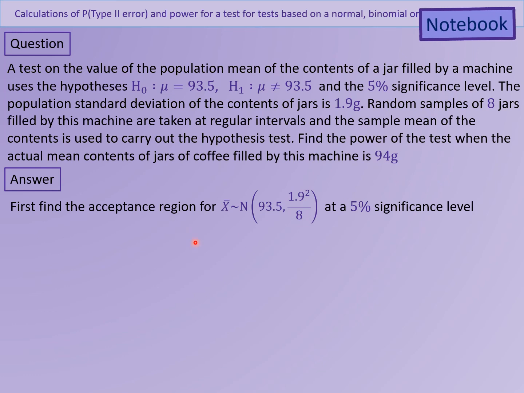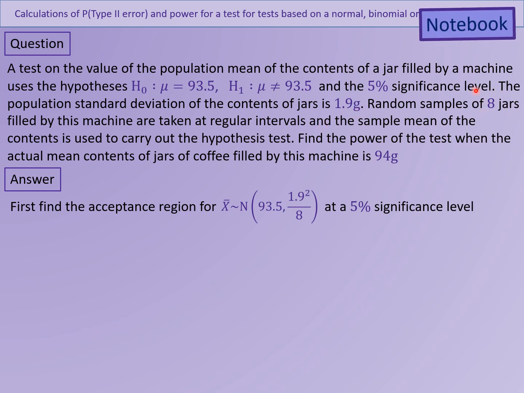So first, find the acceptance region. The acceptance region uses the original data. So there's my mean, I expect it to be 93.5. I've got my standard deviation. Always check the wording, it's a standard deviation. Sometimes I might give you variance. So a standard deviation of 1.9.